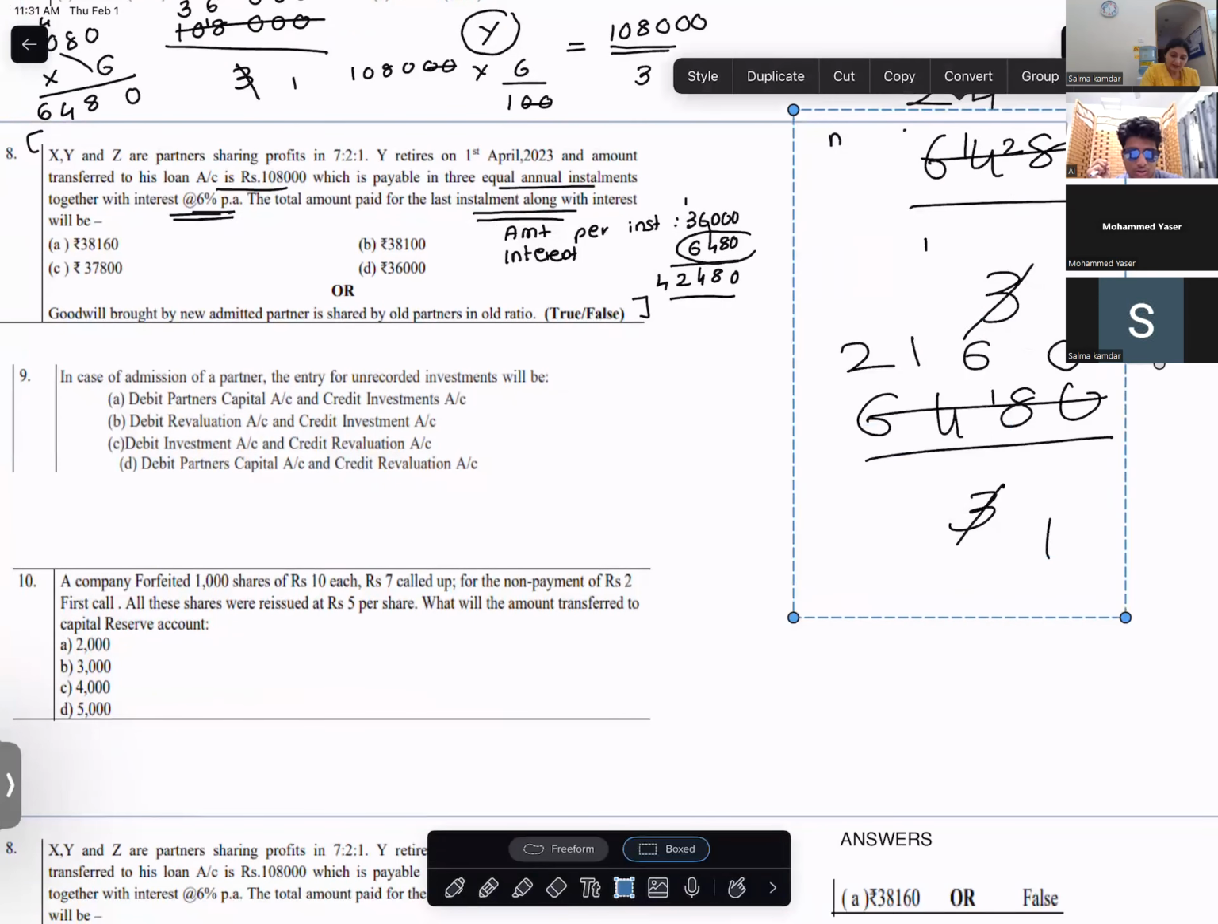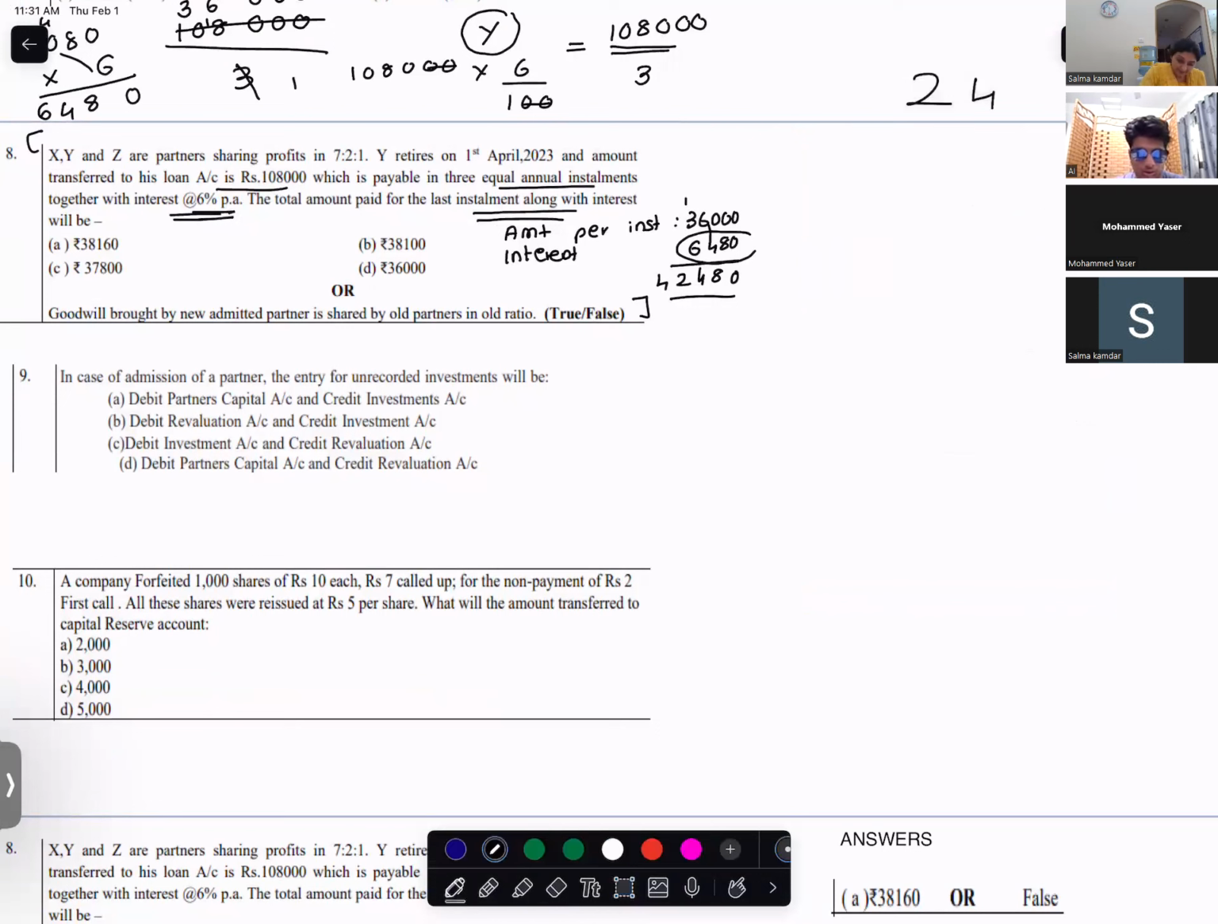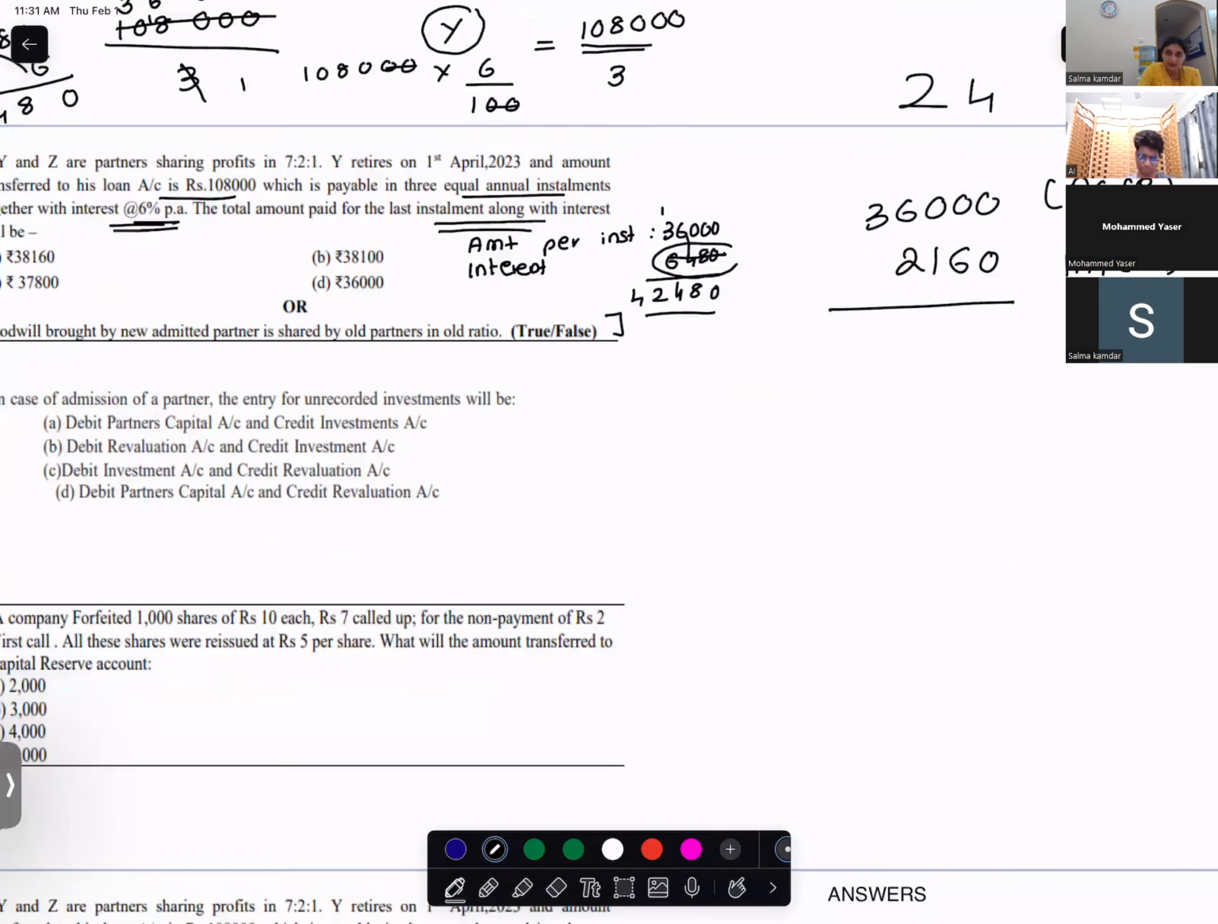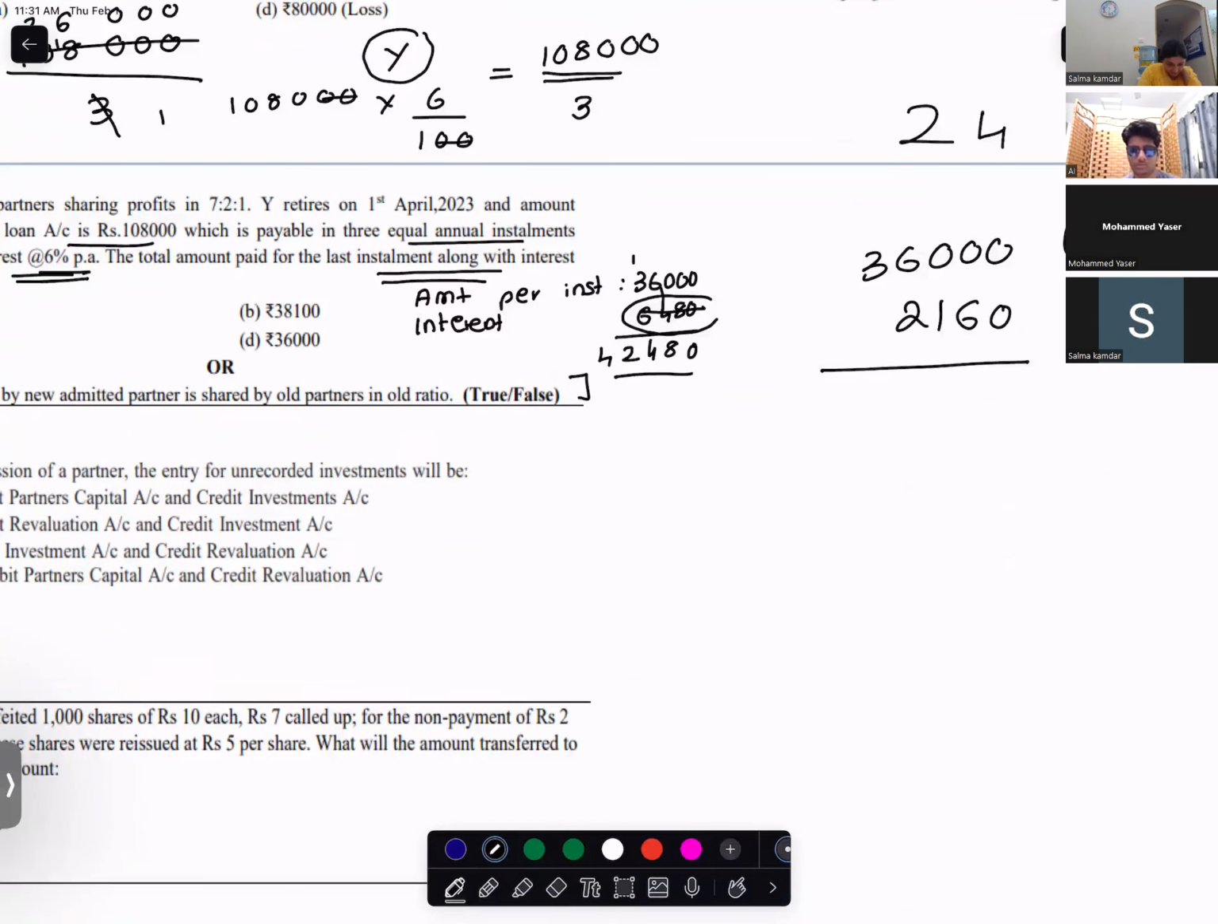So what is the amount that is payable per installment? 36,000, which is my base amount. And for interest, how much? 2160. So what is the total amount? Calculate, don't just sit. 38,160.